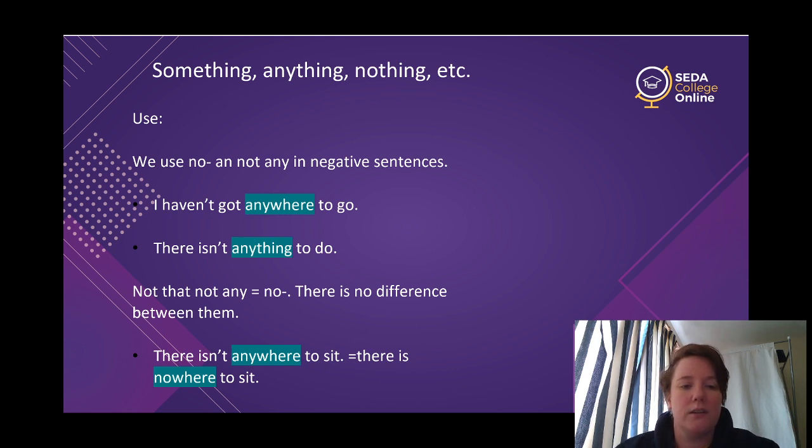Not any is no. There is no difference between them. So there isn't anywhere to sit. There is nowhere to sit. Both of these sentences are correct. There isn't, and we're using any here because we have to use any with negative. There is nowhere to sit, and we're using no here because it's affirmative. Just remember that. The last two sentences here, guys, are written differently, but they're both the same.